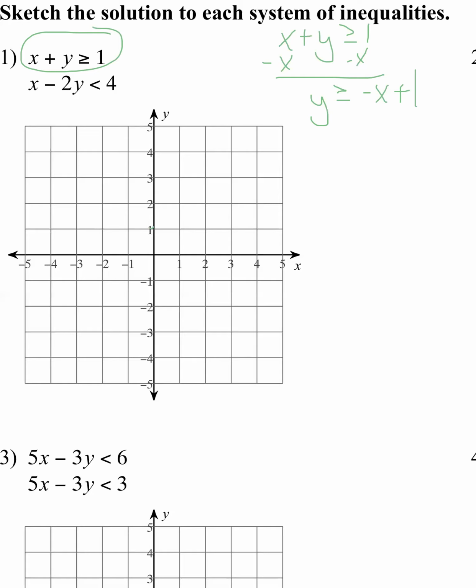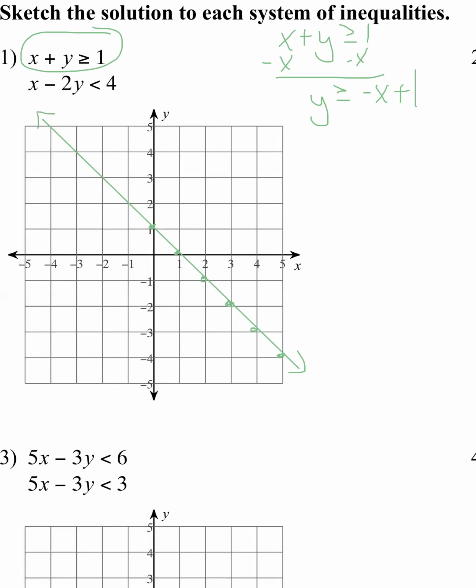So that one starts at a positive 1, and then it has a slope of negative 1. So I'm going to go down 1 over 1 from there. Okay, and then I need to ask myself, am I going to connect this with a solid or a dotted line? Hopefully you're saying solid line because it does have that or equal to bar underneath. So make your line nice and long. You want to go across the whole grid.